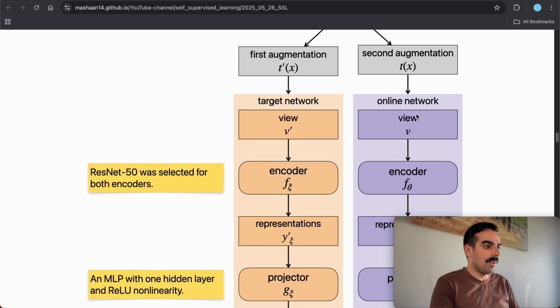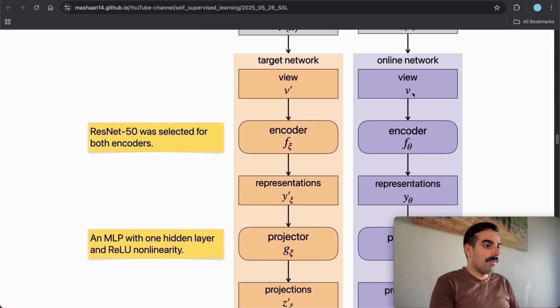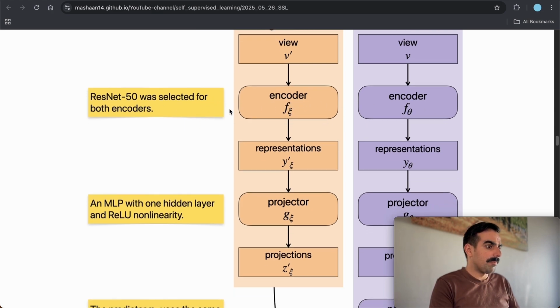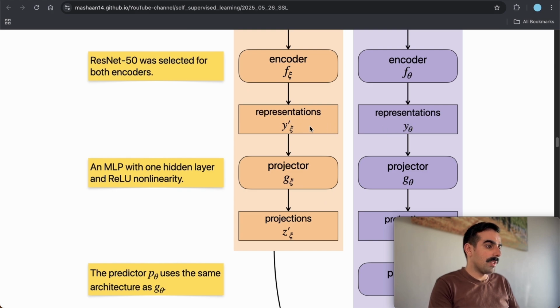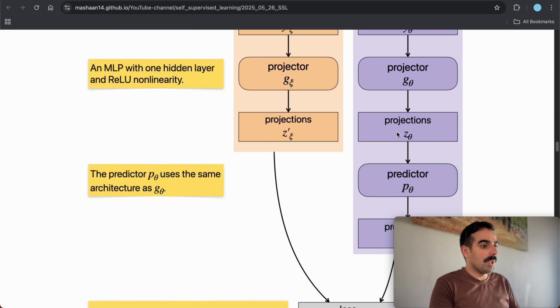This is the target network. This is the online network. View V prime and view V. The encoder for both networks was selected as ResNet-50 to get the representations, and an MLP with one hidden layer and ReLU nonlinearity for the projector to get the projections.